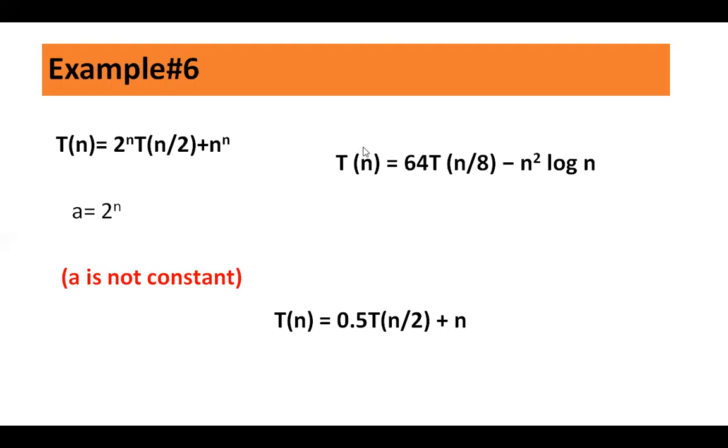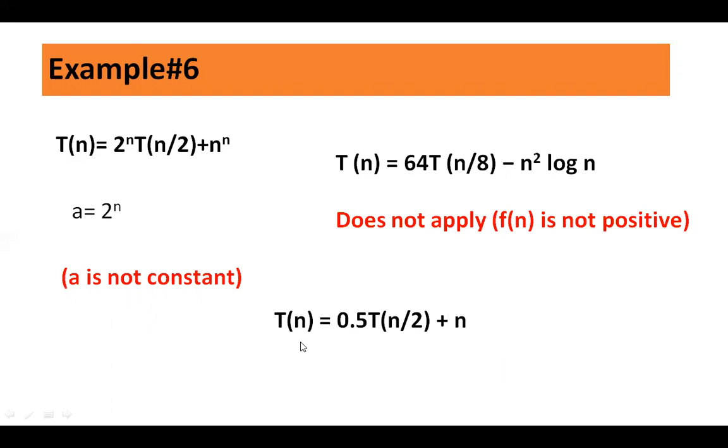Now let us look at another example. Here I have T(n) is equal to 64T(n/8) minus n square log n. So again here the value of a is 64, the value of b is 8, the value of k is 2, the value of p is 1. But still you cannot solve this. Why? Because there is a negation. If you look at the template of the master theorem, there is no negation here. So f(n) is not positive. So you cannot apply the master theorem to this recurrence relation.